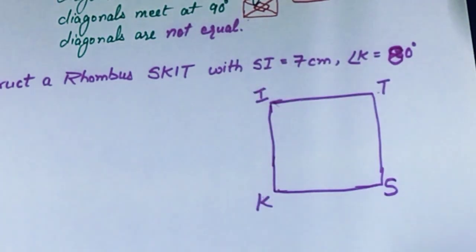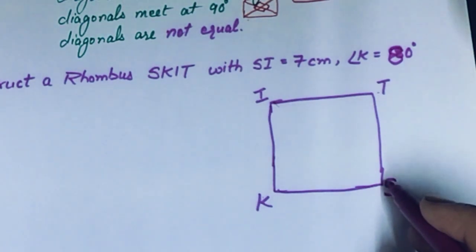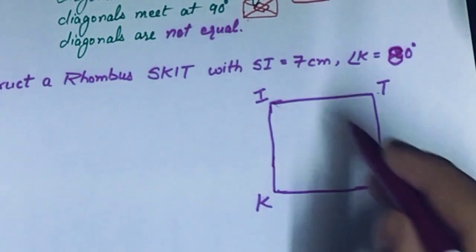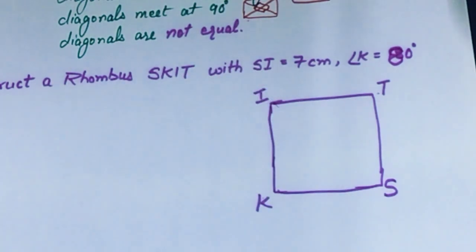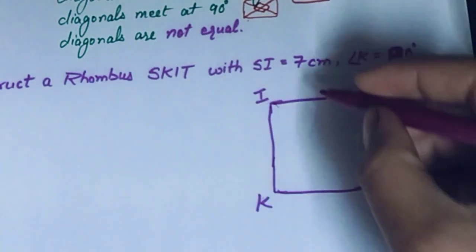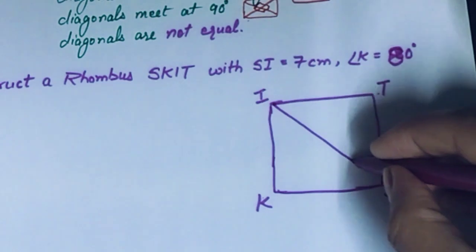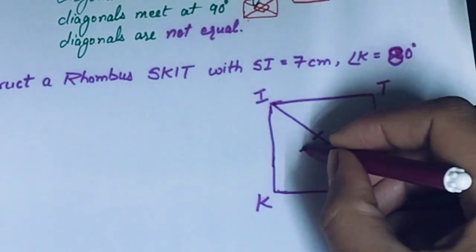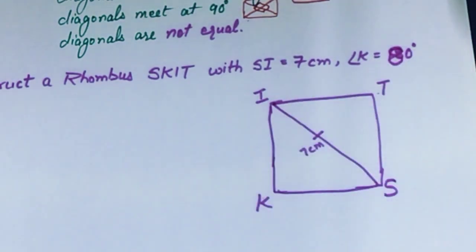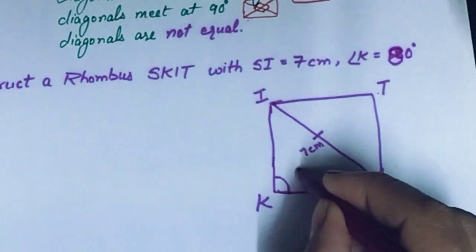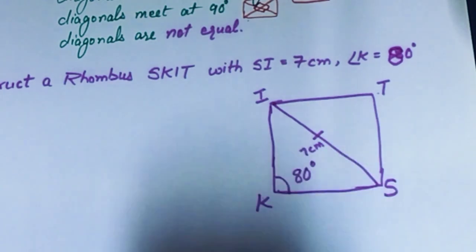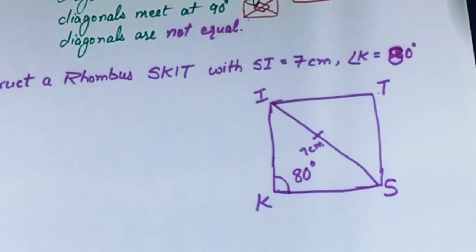Now after labeling the vertices properly, you have to label the measures. SI is 7. The side was not given as 7. You were given this diagonal as 7 centimeters. Then you have angle K equal to 80 degrees. That means this angle was given as 80 degrees. These two measures you were given, and you were supposed to make this picture. You were supposed to construct this rhombus.